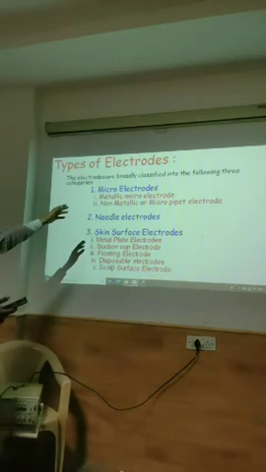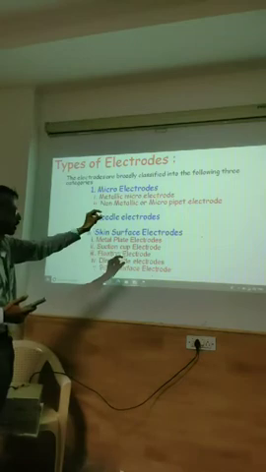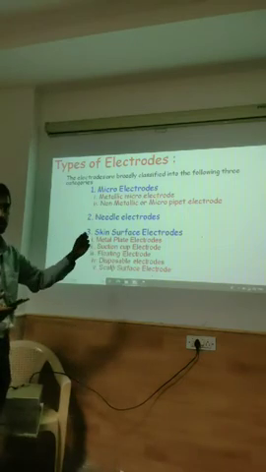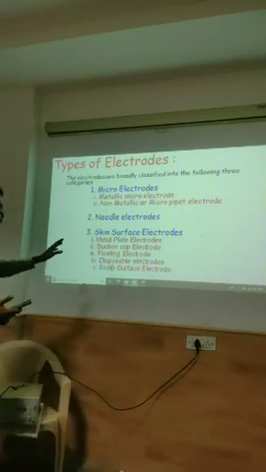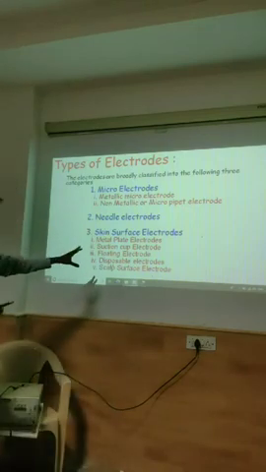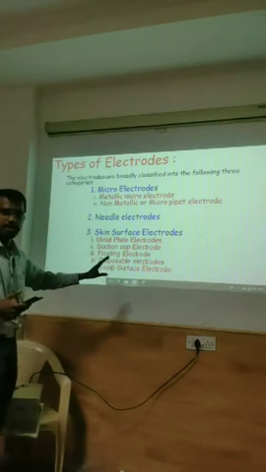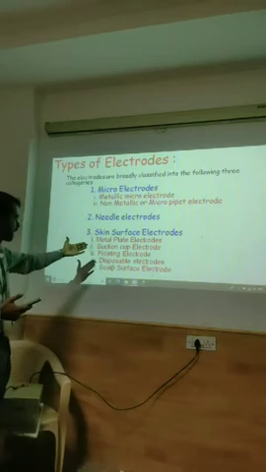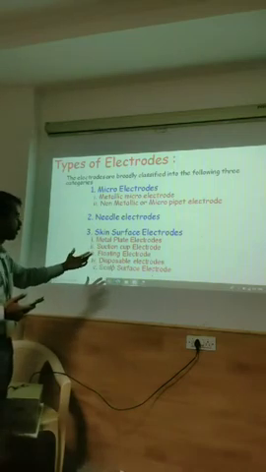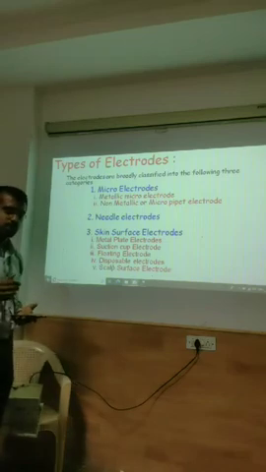Microelectrodes are further subdivided into metallic microelectrodes and non-metallic. From the name, where metal is used, they are metallic microelectrodes; otherwise, non-metallic. Then comes the needle electrode. There is no subdivision; there is only one type of needle electrode. Skin surface electrodes, or surface electrodes as we call them, have around five types: metal plate, suction cup, floating electrode, disposable, and scalp surface electrodes. We'll see them one by one.